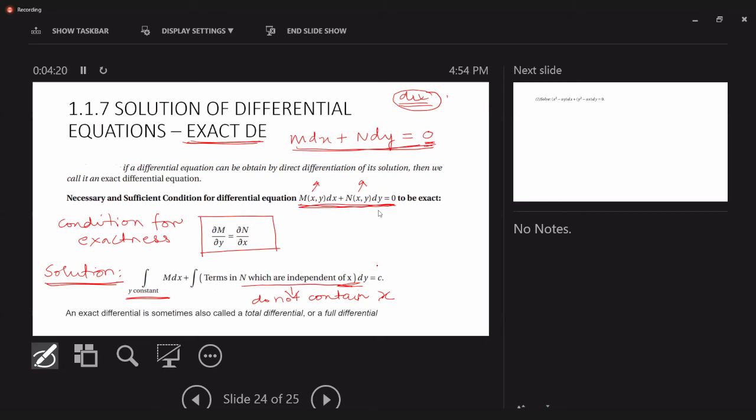If it is clear, then just note down. You need not note down each and everything which is there on the slide. You can just write the equation, the condition of exactness, and then just write this formula, the solution of the exact differential equation.